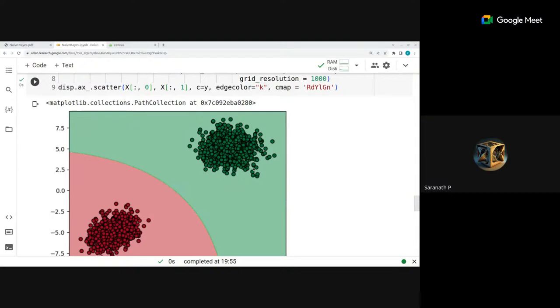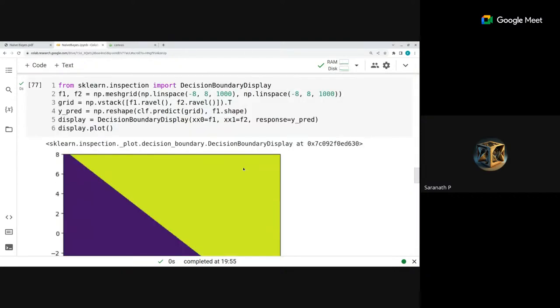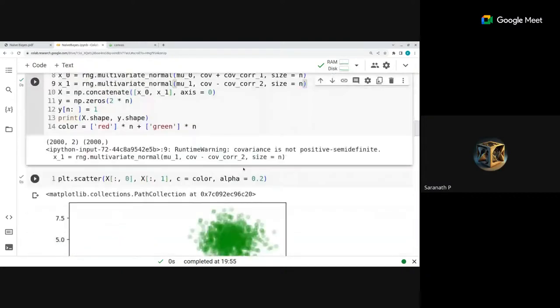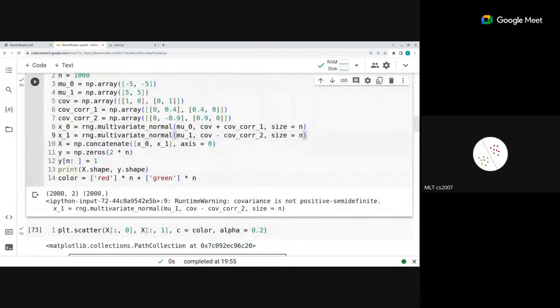That's because we have decreased the correlation between 1 and 2. It's 0.4, so that's why it's actually getting down. In fact, we can also try that.